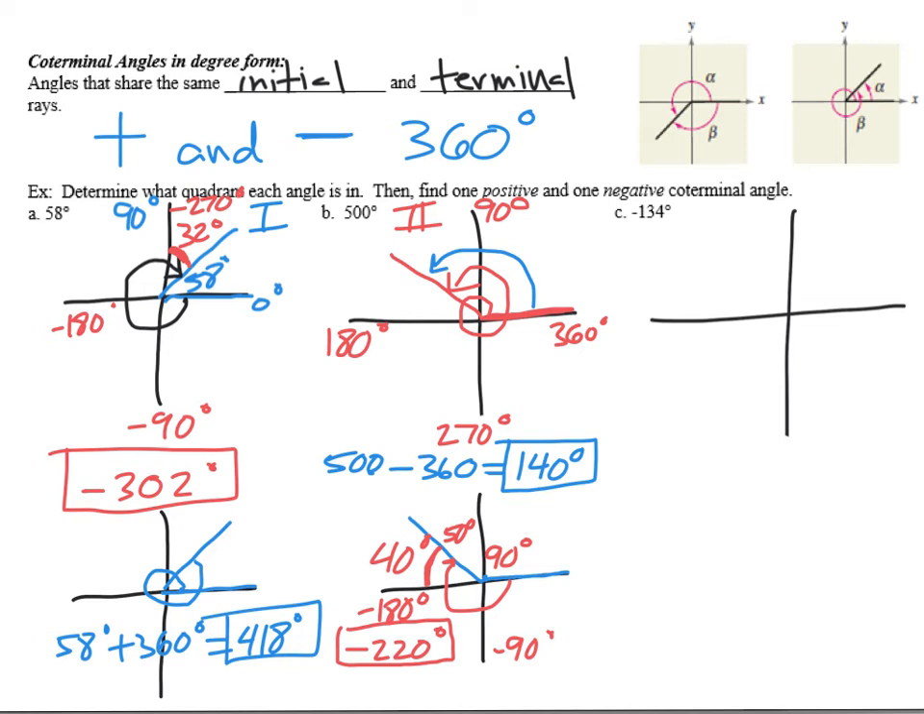Now go check your math if you were just doing the symbolic approach, which doesn't involve a ton of algebra. 140 minus 360, did you get negative 220? I'll bet you did. All right, one more. We'll start here. There's negative 134.